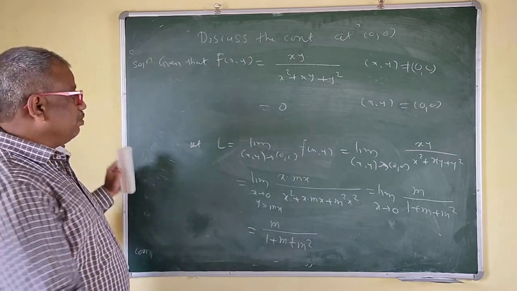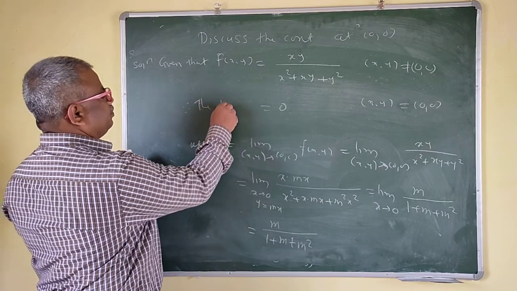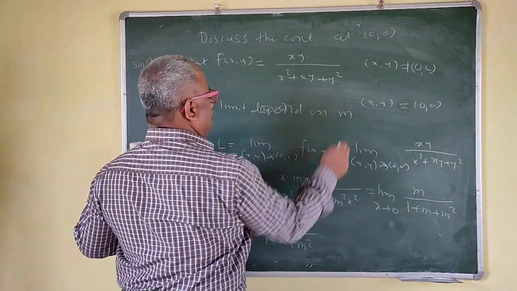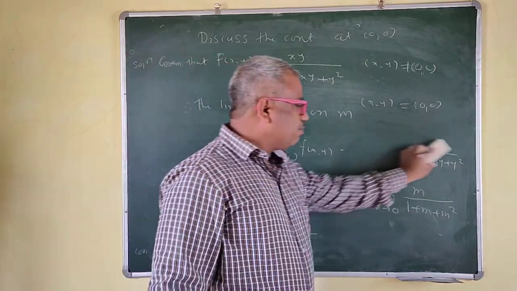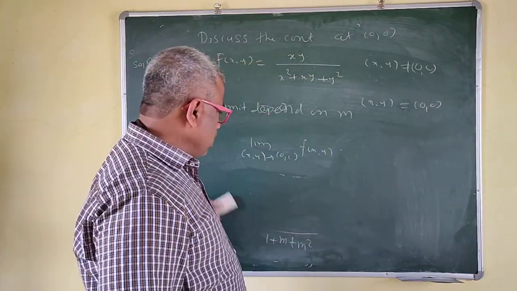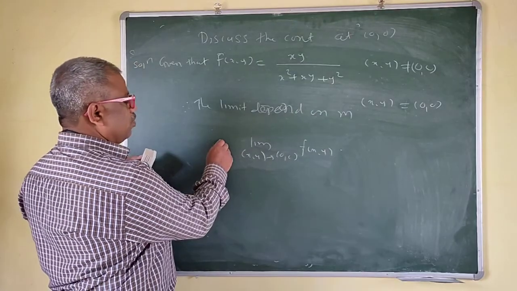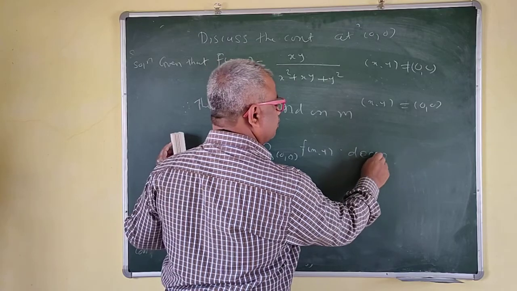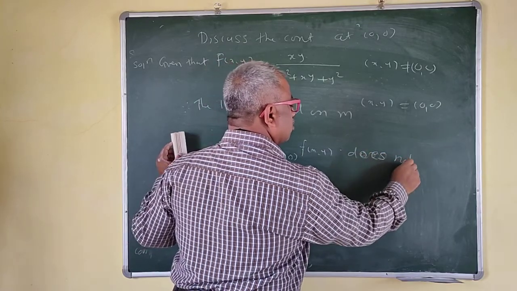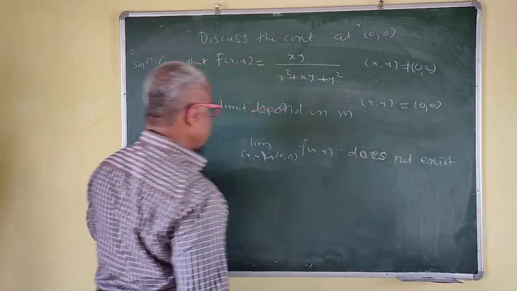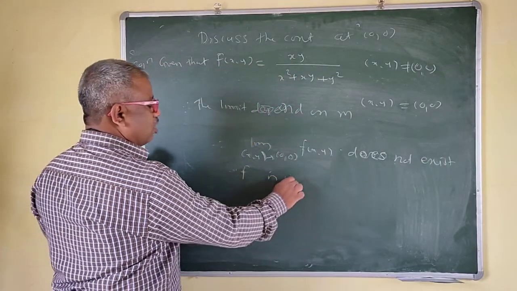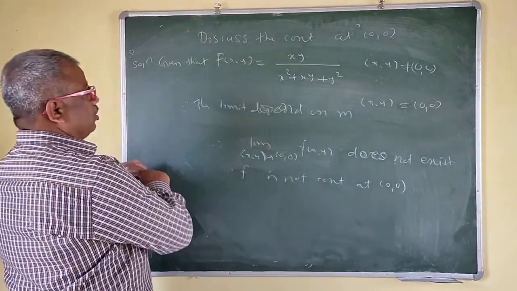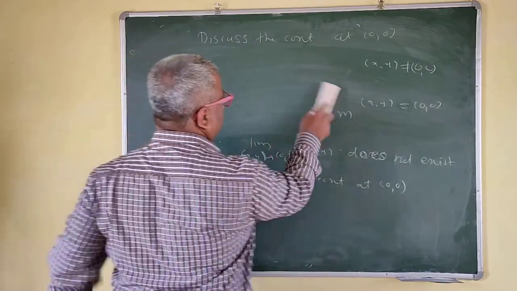Now the value of the limit depends on m. Therefore, the limit depends on m. If the limit depends on m, then that limit does not exist. So therefore limit xy tends to 0, 0 f of xy does not exist. Therefore f is not continuous at 0, 0. We take the next problem.